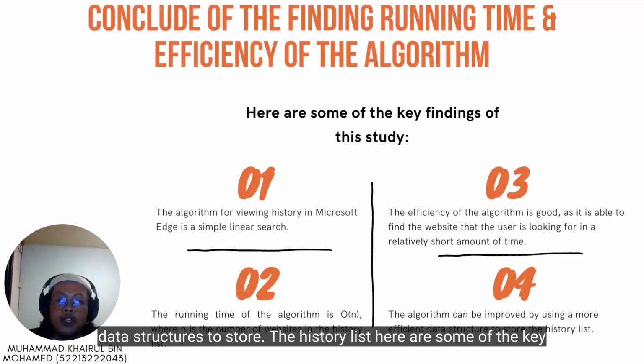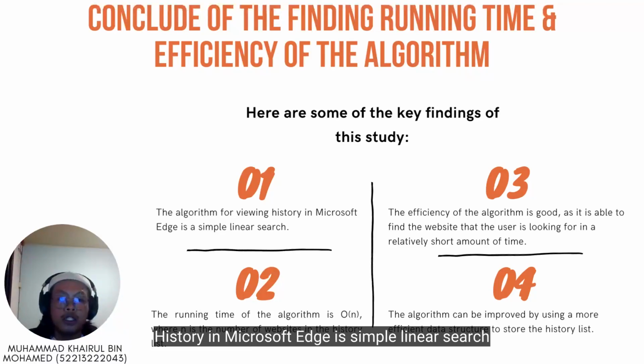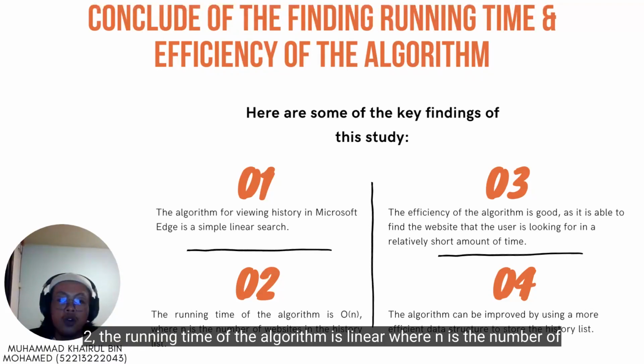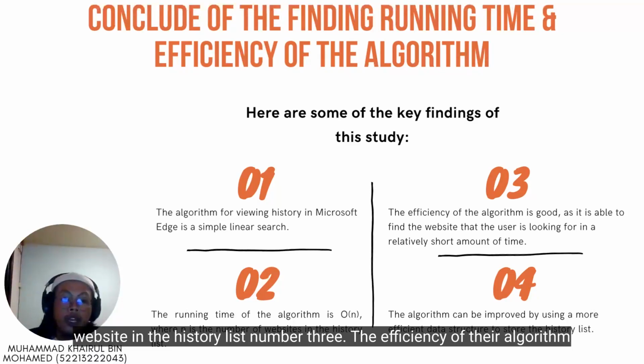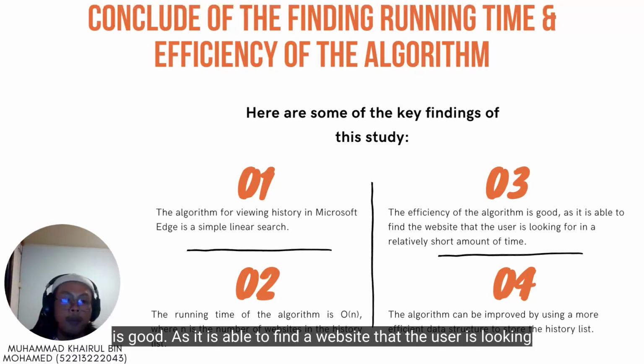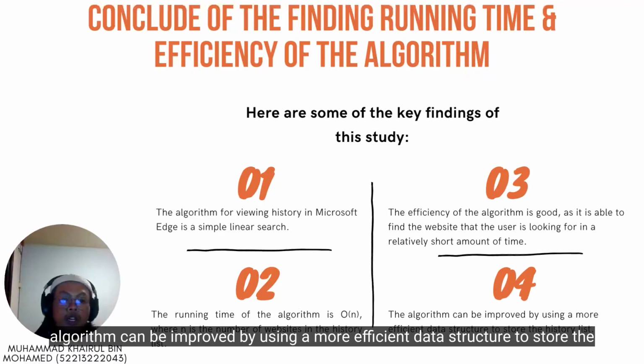Here are some of the key findings of this study. Number one, the algorithm for viewing history in Microsoft Edge is a simple linear search. Number two, the running time of the algorithm is linear, where n is the number of websites in the history list. Number three, the efficiency of the algorithm is good as it is able to find the website that the user is looking for in a relatively short amount of time. Number four, the algorithm can be improved by using a more efficient data structure to store the history list.